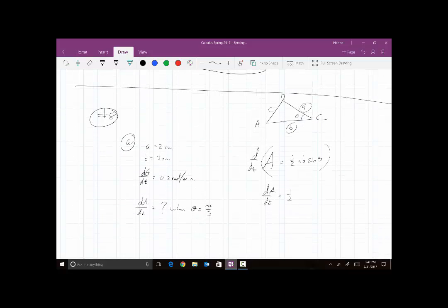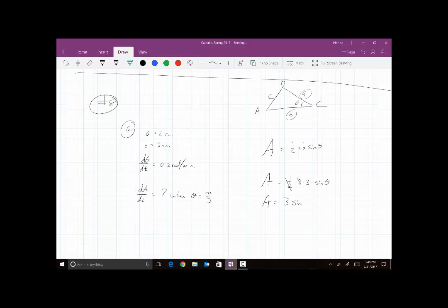A is a constant, B is a constant, because the sides of the triangle aren't changing. It's just the angle that's changing. So you could throw the numbers in there: 1/2 times 2 times 3 times the sine of theta. Let's do that before we take the derivative. The 2 and the half go away, and so the area is 3 times the sine of theta.